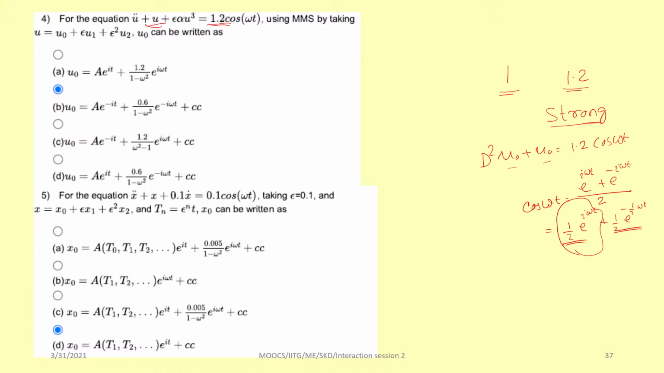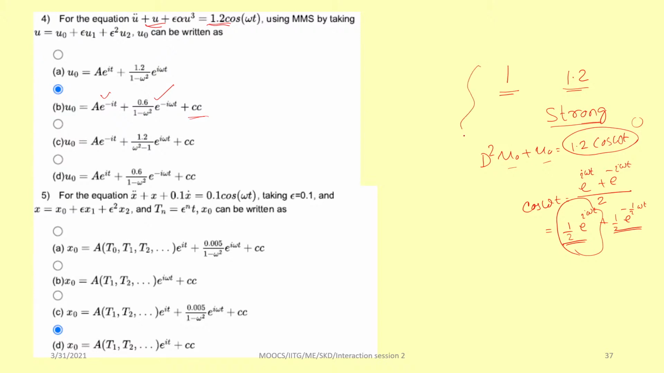0.61 minus omega square e to the power minus i omega t. So this is due to the strong forcing part you are getting, and this part you are getting from the complementary function, that is a e to the power minus i t, and then the c.c., that is the complex conjugate, you will get. So that's why these two terms you will get. So normally if it is of the order of epsilon, then this term will not be in the first equation. In the first equation itself you will get right hand side equal to 0, and your solution will be u0 equal to a e to the power minus i t plus a bar e to the power i t. So that part will go in c.c., that is complex conjugate.